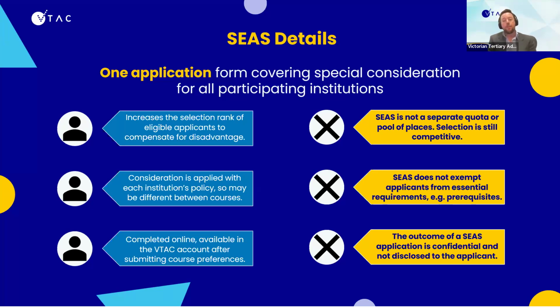While VTAC administers the process and convenes a specialist panel to assess each person's application, special consideration is applied by each institution and in accordance with their policies. And they all apply it differently. Some institutions have calculators on their websites, which can give you an idea of how they apply it and the effect it will have on your ranking. From the top of my head, Deakin, Monash, and La Trobe have calculators. So if you just Google Deakin Equity Calculator or La Trobe Equity Schemes Calculator, you'll find it pretty quickly.